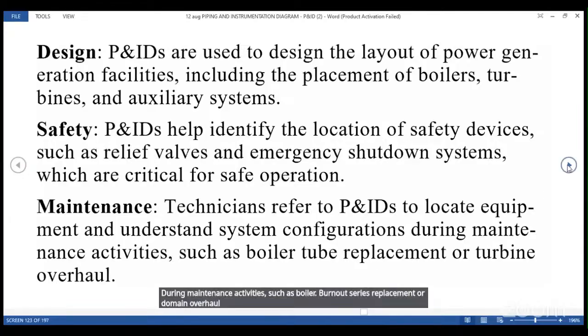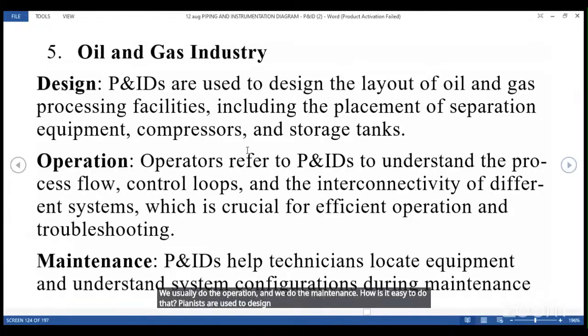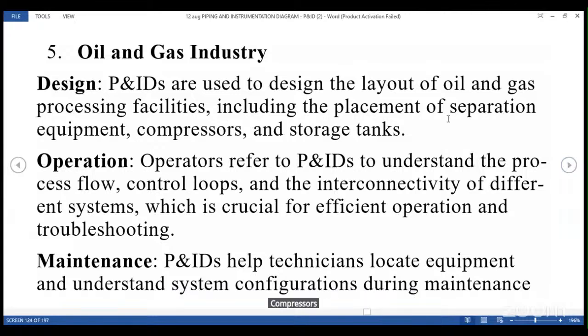The next set of companies that use it most is the oil and gas industry, the biggest of them all. In the oil and gas industry, we use P&ID in design, during operation, and during maintenance. How is it used during design? P&IDs are used to design the layout of oil and gas processing facilities, including the placement of separation equipment, compressors, storage tanks, and every other equipment mentioned in the previous teaching.